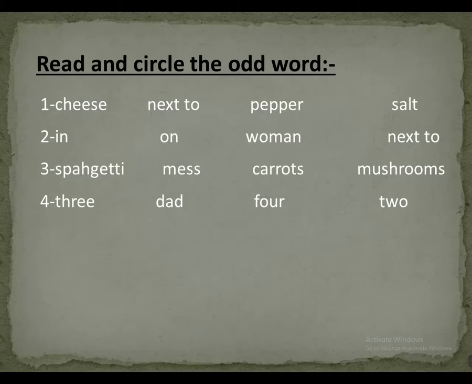Number three, spaghetti, mess, carrots, mushrooms. The odd word is mess. Number four, three, dead, four, two. The odd word is dead.